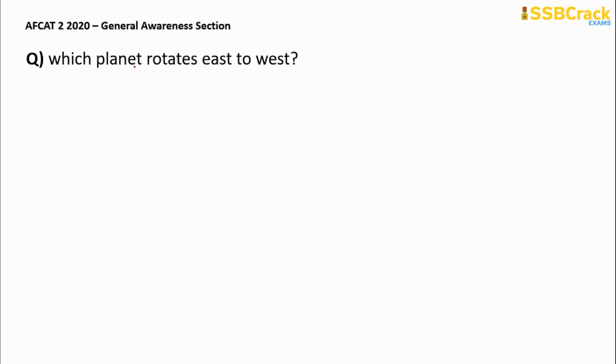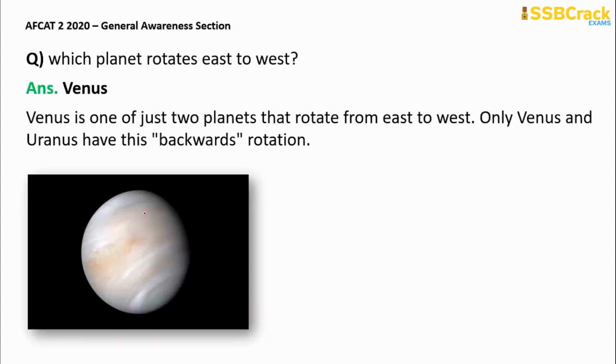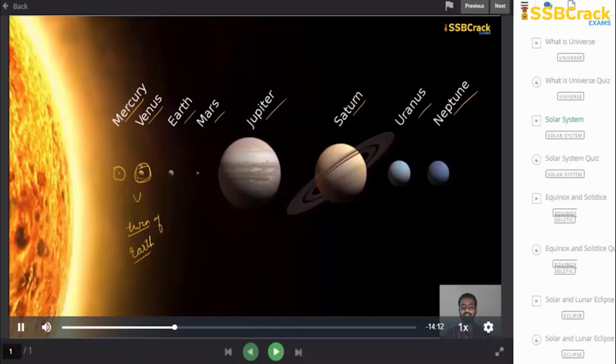Next question, which planet rotates east to west? The name of the planet is Venus. It is one of the two planets that rotate from east to west. Only Venus and Uranus have this backward rotation. This also we have covered in our solar system series. See here, we have already covered it.